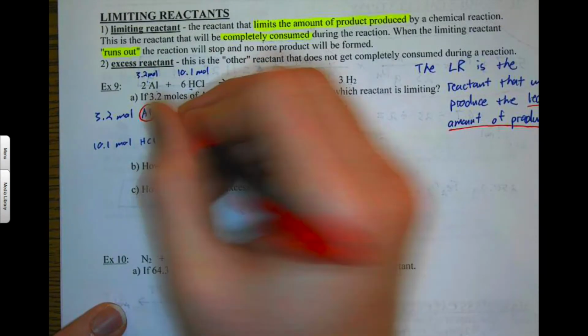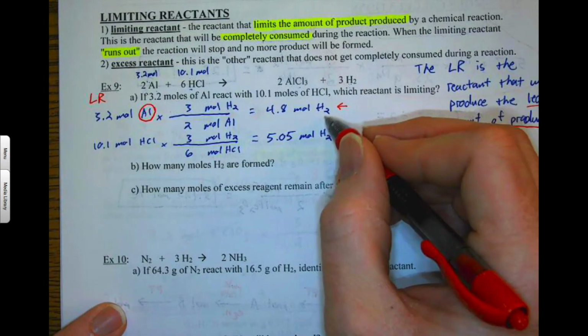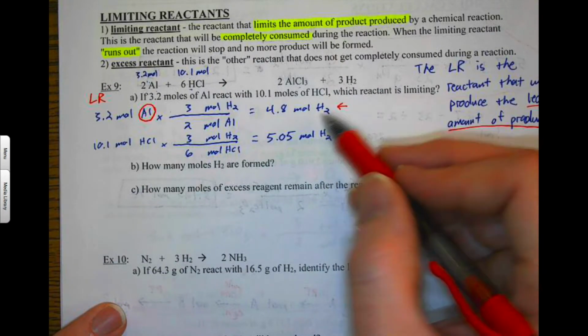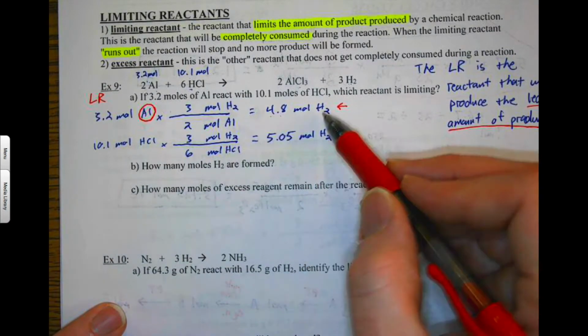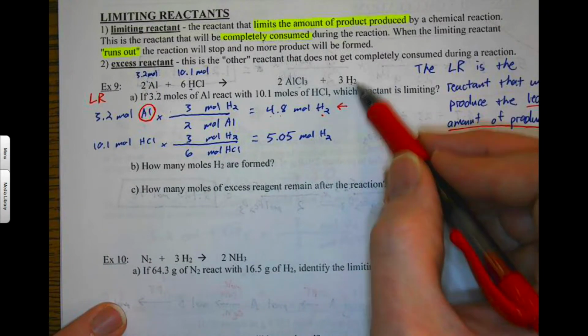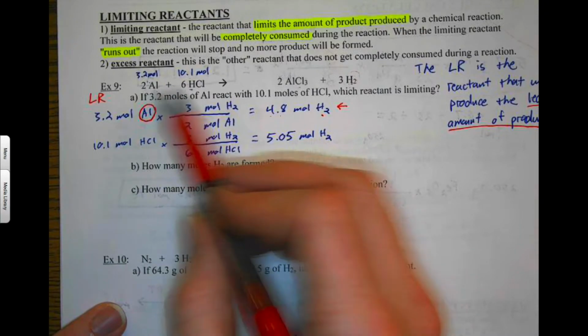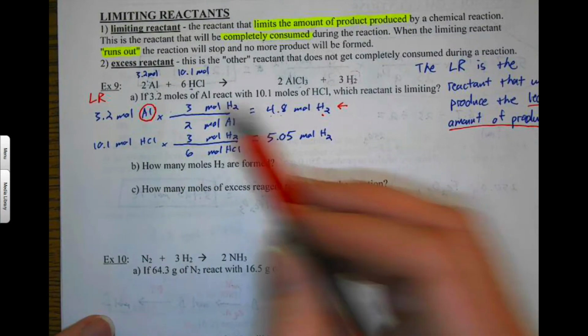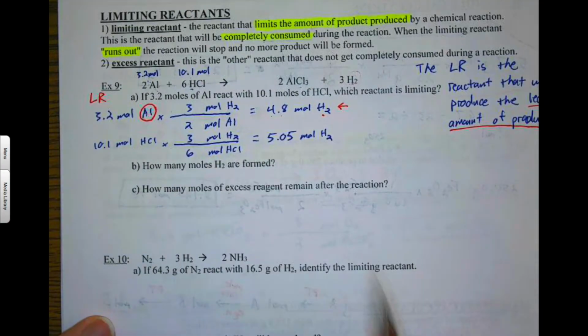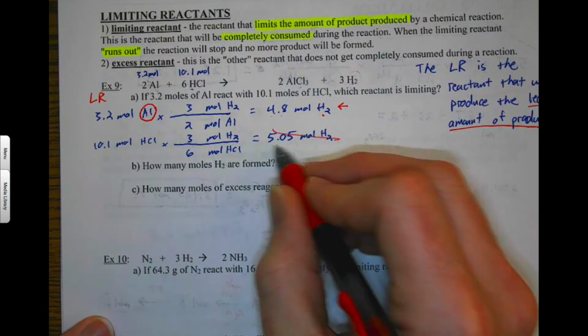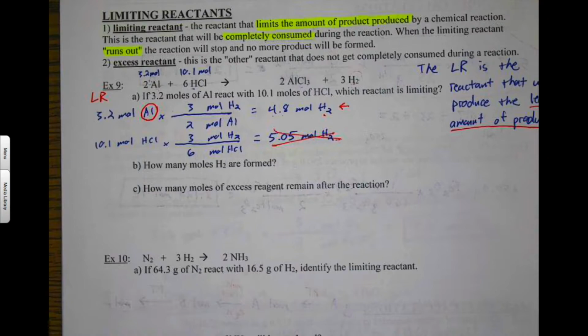So this guy is your limiting reactant. Hydrogen is not your limiting reactant. A lot of people see 4.8 and think, oh, I'll just pick this one. No, remember hydrogen is a product, okay? One of these is going to be the limiting reactant because it has to be a reactant. So aluminum is the limiting reactant. What I like to do is cross out the one that is in excess because we are not going to use it in calculations. It is useless. You always use the limiting reactant for your stoichiometry calculations.